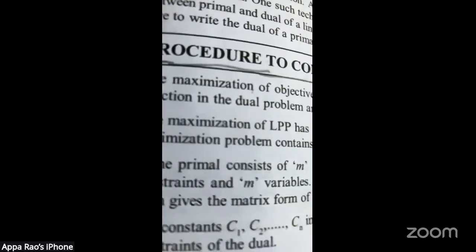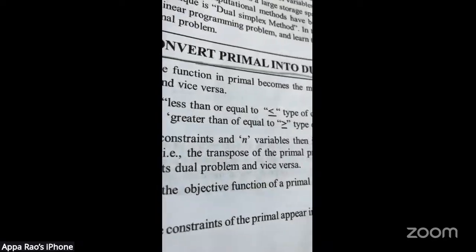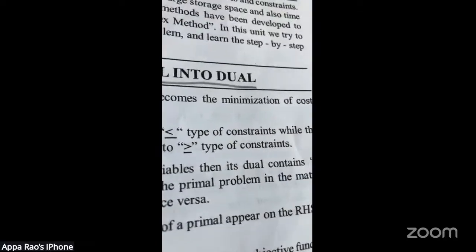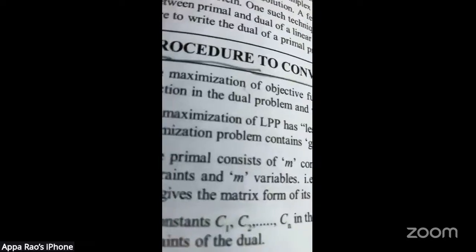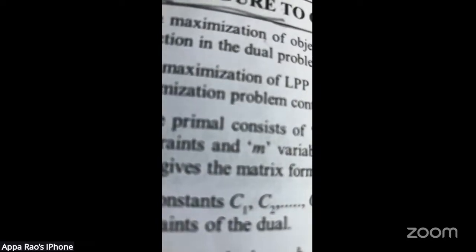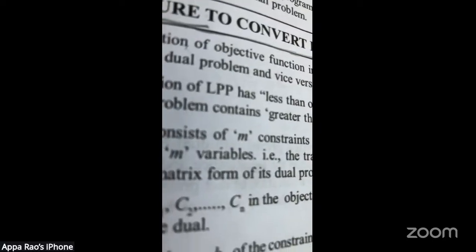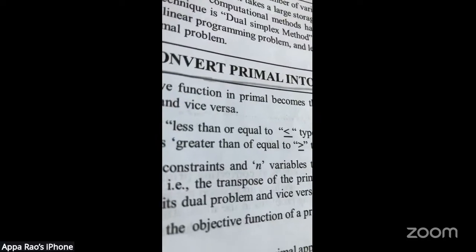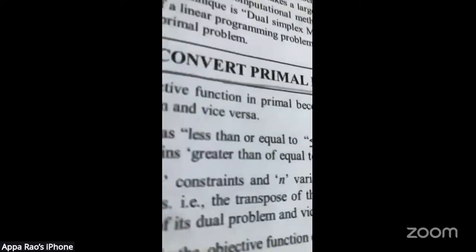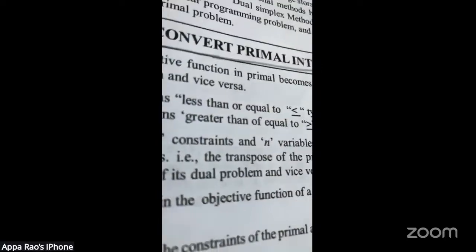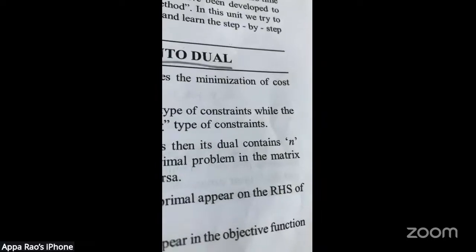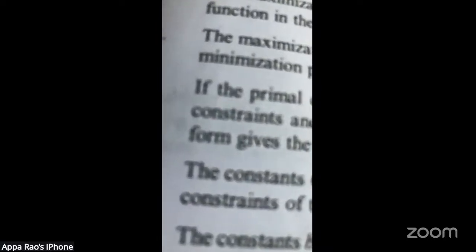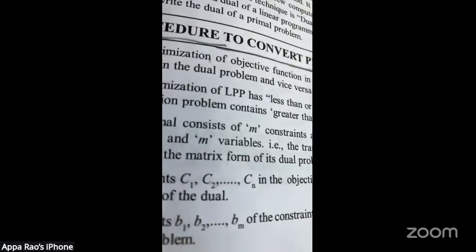Then third point, if the primal consists of m constraints and n variables, then its dual has n constraints and m variables. Suppose m constraints and n variables, it will convert into n constraints and m variables. That is, the transpose of the primal problem in the matrix form gives the matrix form of its dual problem and vice versa.